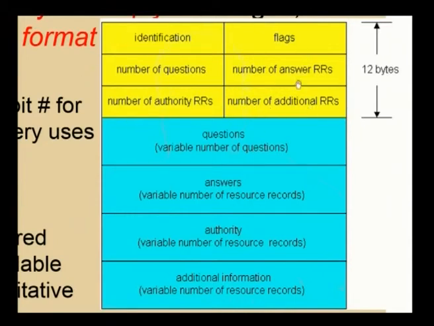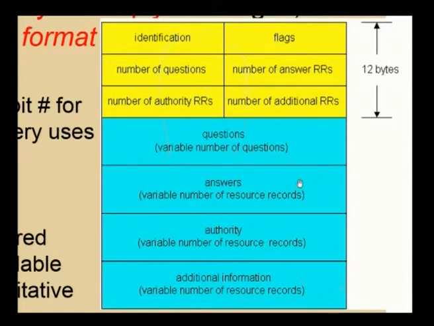This forms about 12 bytes, which is mandatory, followed by questions. It will have a variable number of questions here, then answers, a variable number of resource records, authority, a variable number of authoritative resource records, and again additional information, which again can have a variable number of resource records here. Okay. So, questions followed by resource records.